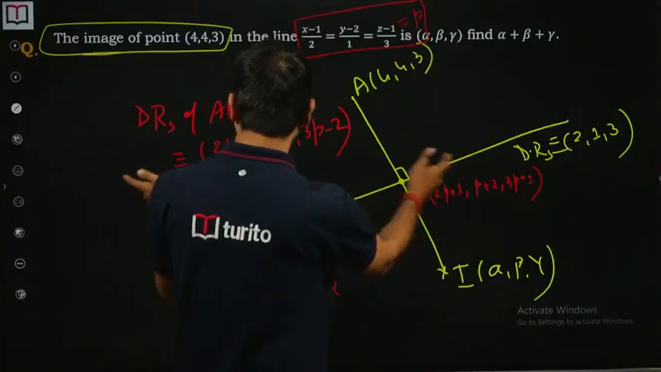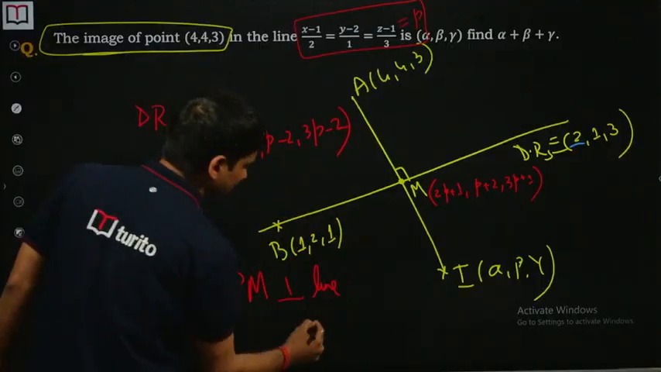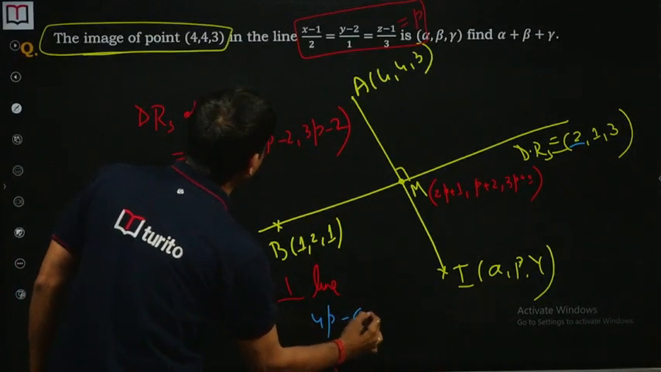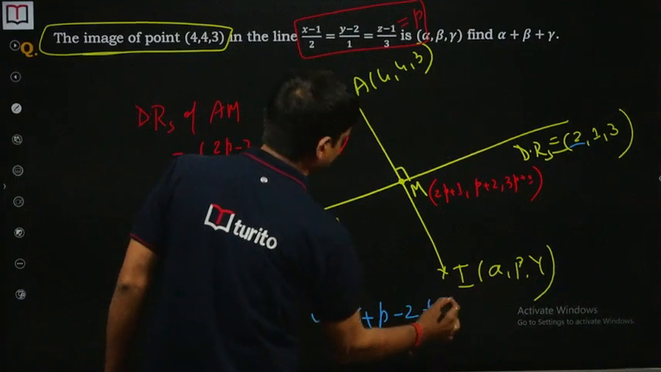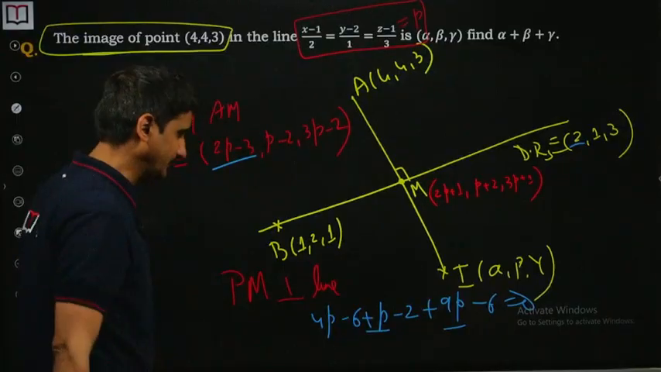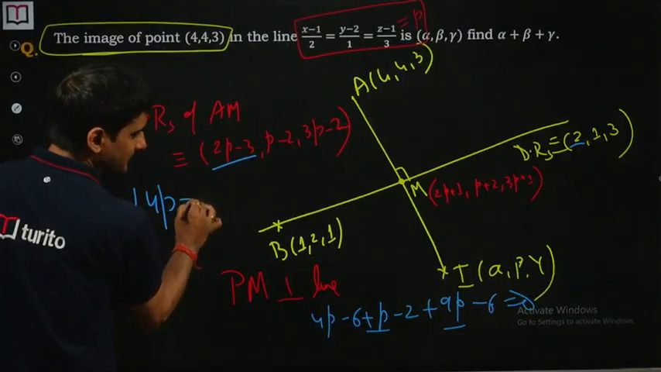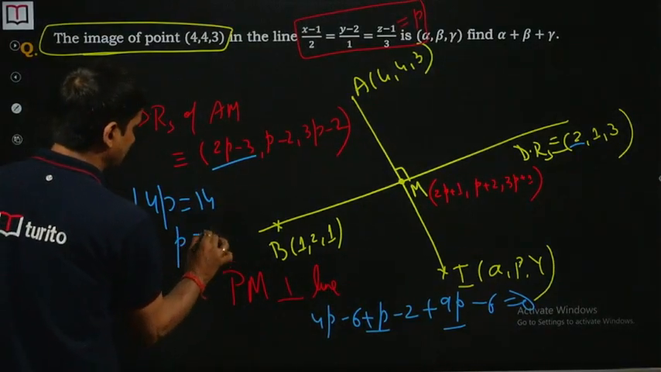So just do it. So what will you get? a1 into a2. So it's 4p minus 6, and then plus p minus 2 plus 9p, and then minus 6 is equal to 0. So 4p, 9p, 14p. Isn't that 14p? Oh wow, p is 1, and that's it.